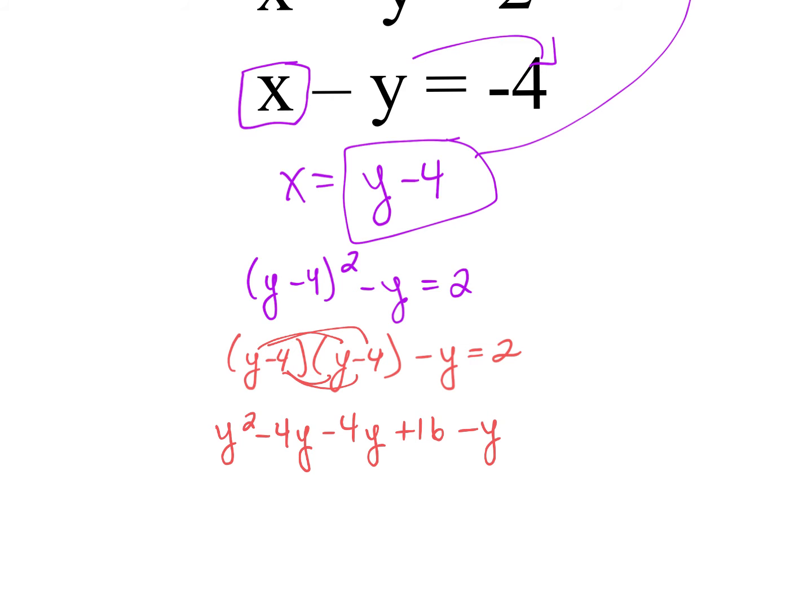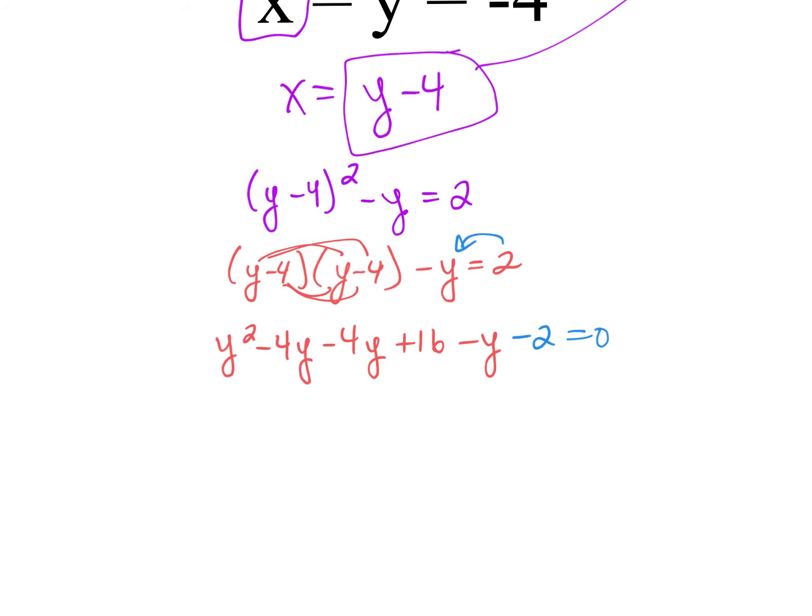We're going to move it over. It's positive, so we're going to move it over here. It's going to become negative, so minus 2 equals 0. So now we just combine our like terms. I only have 1y squared. Negative 4y minus another 1 gives me negative 9y. And then 16 minus 2 gives me a positive 14.